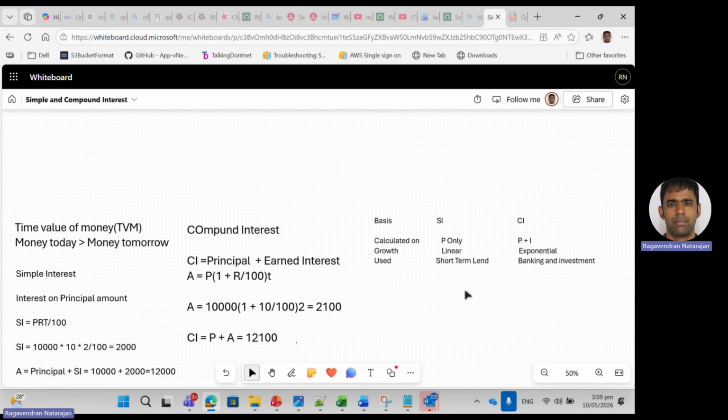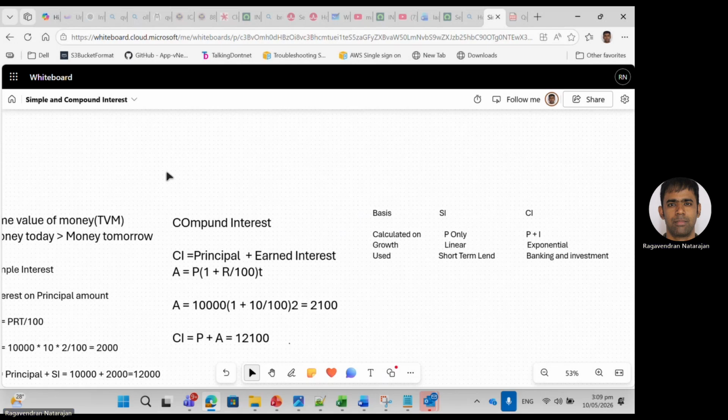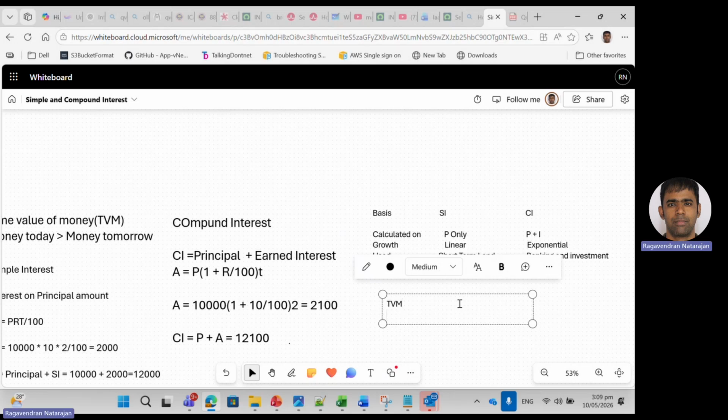So in today's class, what we have seen: number one, time value of money, TVM. Number two, simple interest. Number three, compound interest.